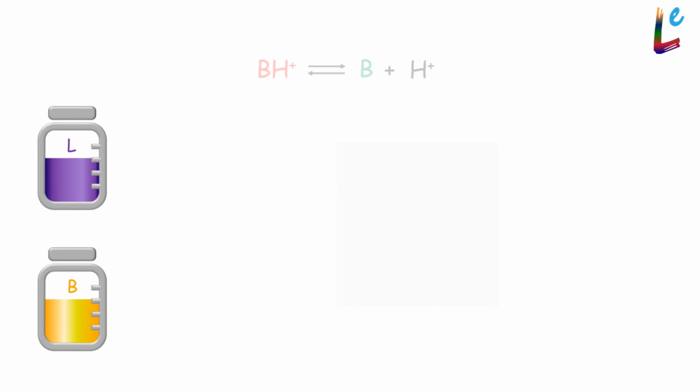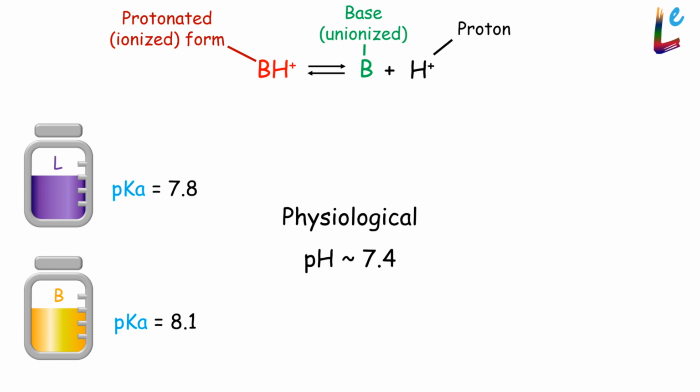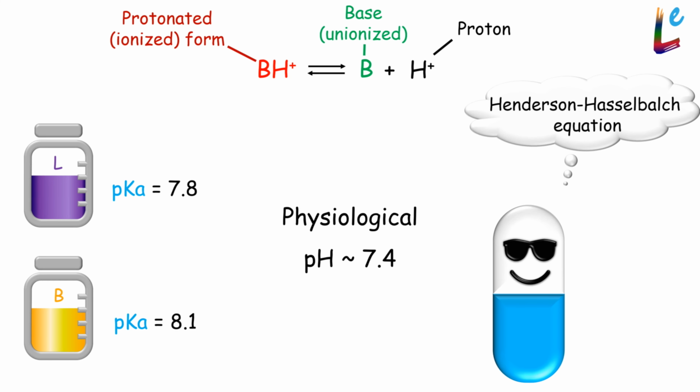Let's assume that L and B are weakly basic. L has a pKa of 7.8 and B of 8.1. The physiological pH we know is around 7.4. Now, do you remember the Henderson-Hasselbalch equation? The one we had used to estimate the ionized and unionized fractions of a drug.